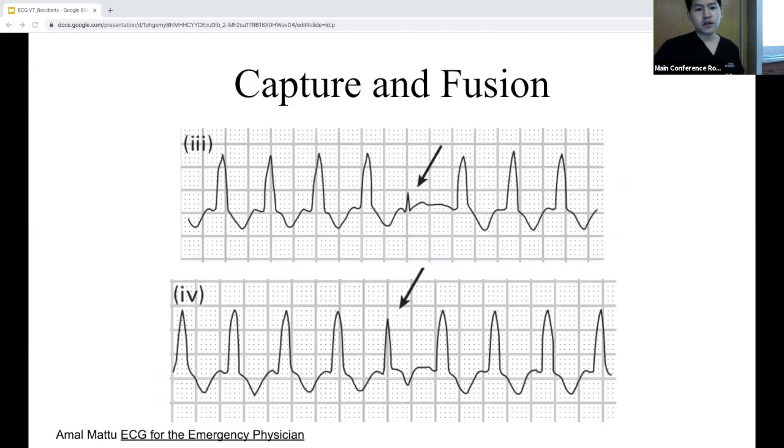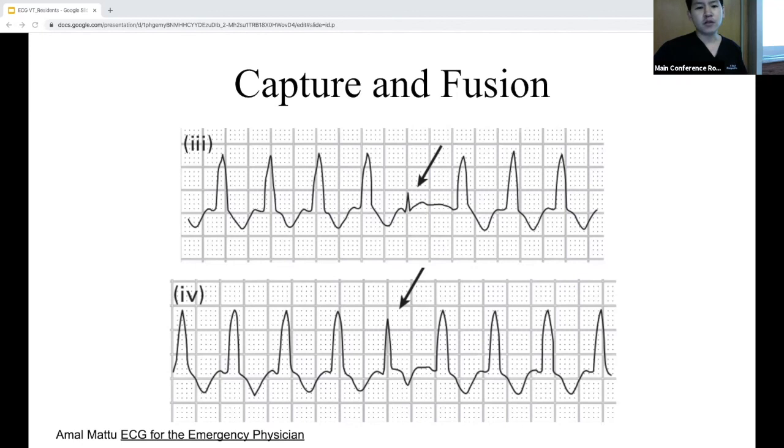Kind of an indirect way of looking for AV dissociation is looking for capture and fusion beats. Occasionally, a supraventricular impulse will reach the AV node at the right millisecond, when it's no longer in a refractory state. This impulse can capture the ventricle or cause a fusion complex. A capture beat occurs when the impulse hits the right sweet spot and triggers normal conduction.